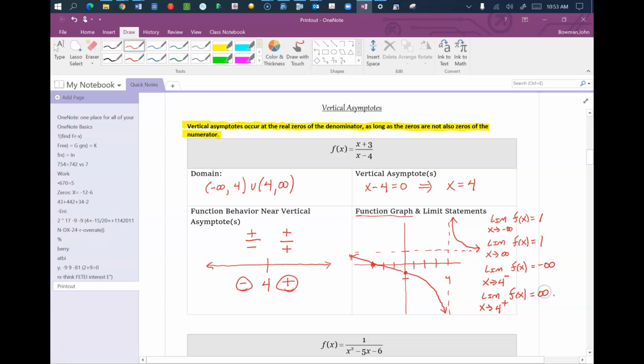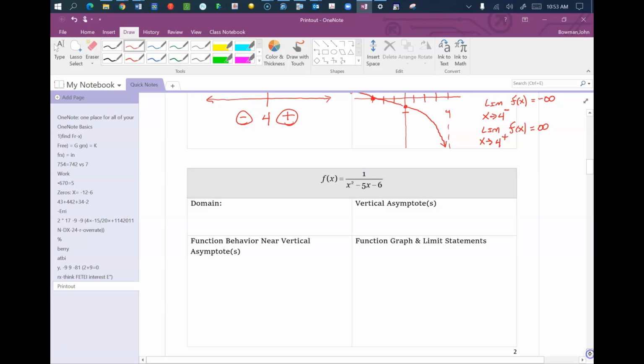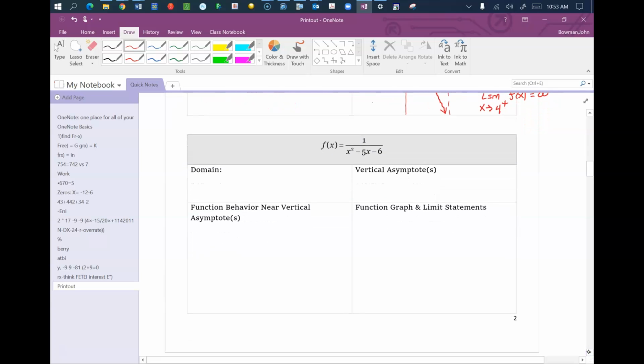to positive infinity. For the next example, we're going to take a look at a polynomial that has 1 in the numerator but has a quadratic that is factorable in the denominator. So it's not real obvious initially what the real values of x are that make the denominator equal to 0, but this polynomial is factorable. So we're going to factor it, x minus 6 and x plus 1.